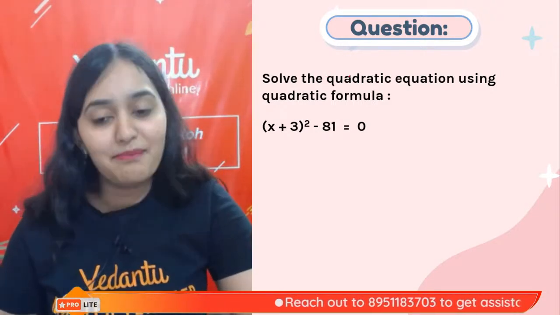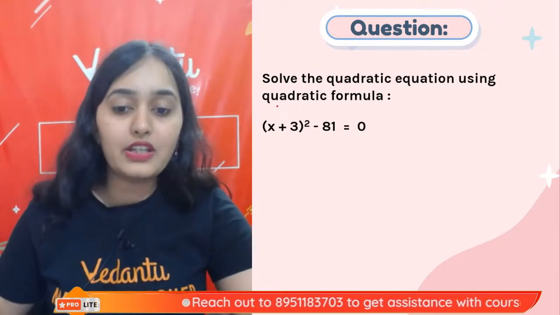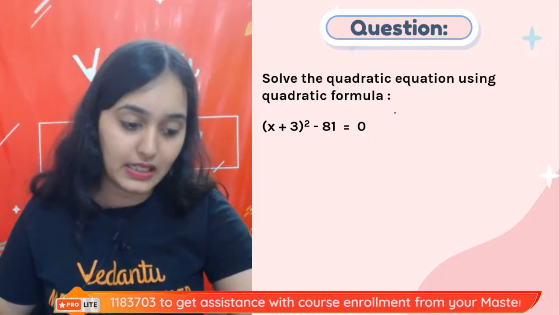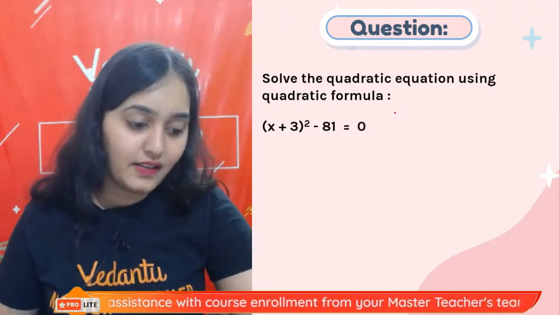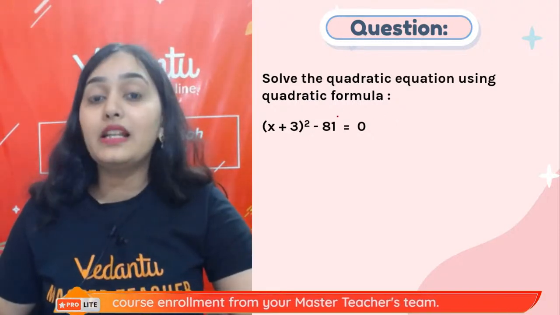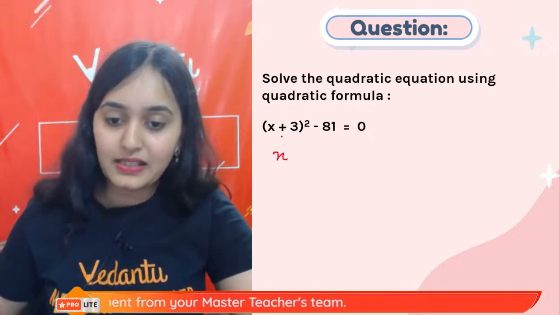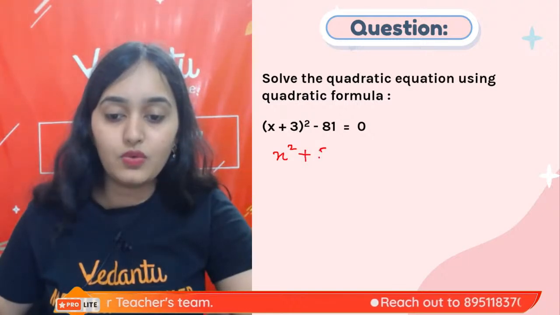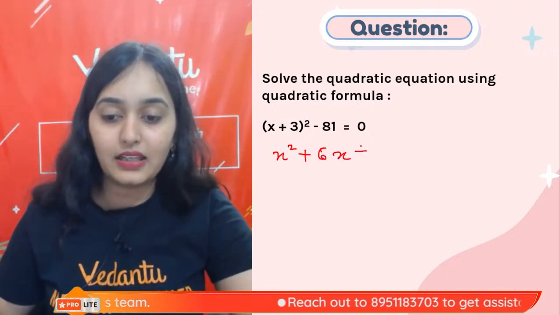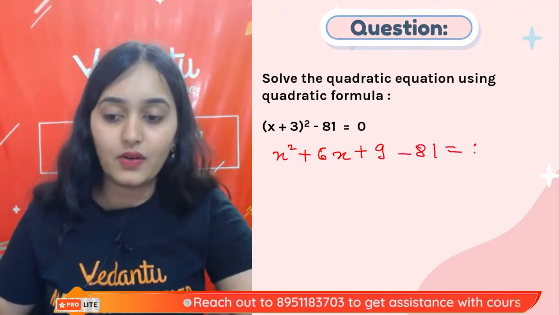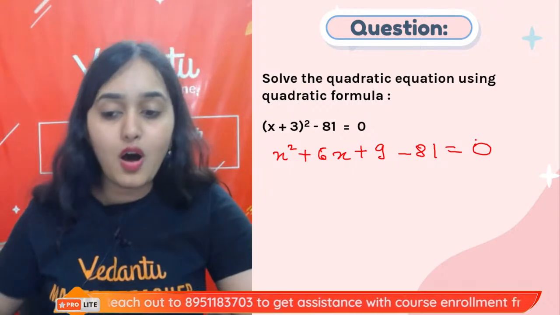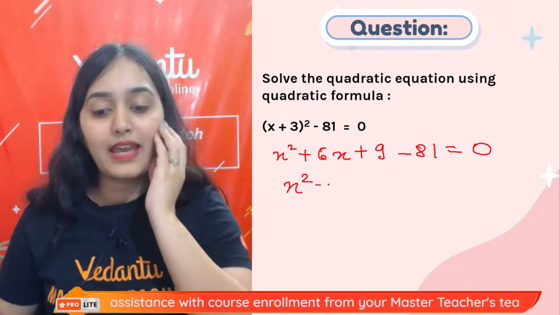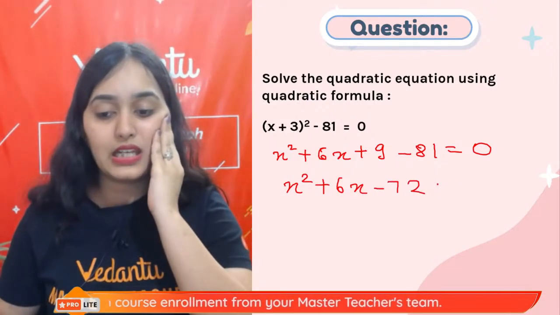Let us solve one more example based on the same concept. Solve the quadratic equation using the quadratic formula x plus 3 whole square minus 81 is equal to 0. Awesome, Madhav. So, what we will get when we are squaring it? So, x plus 3 whole square is x square plus 6x plus 9 minus 81 is equal to 0. What is the standard form? First, we have to convert it into standard form, right? So, it will be x square plus 6x minus 72 is equal to 0.